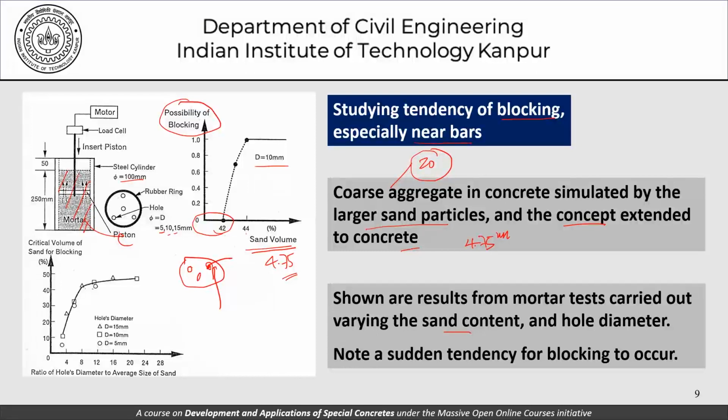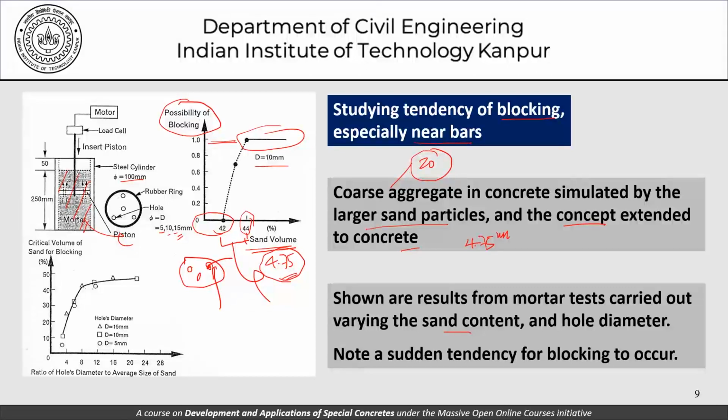So we are working in a narrow band in this experiment. If we use 4.75 mm aggregate, which is basically the sand that we use in the mortar, we cannot use more than 44% sand if we want the mortar to freely move through an opening of 10 mm diameter. Of course, the results will be different. If we increase it to 15 millimeters, this 44 might become 46 or 48 or even 50. If you go to 5 millimeters, maybe this 42 will come down to 35, 37, or whatever it happens.